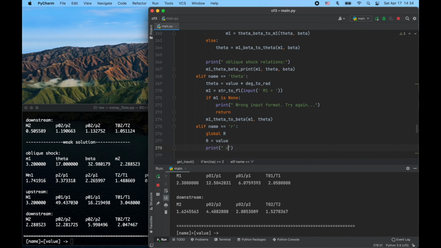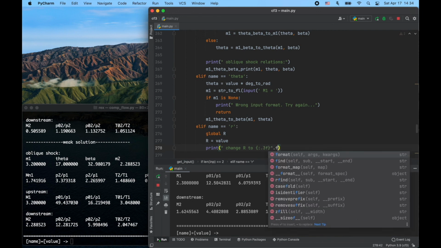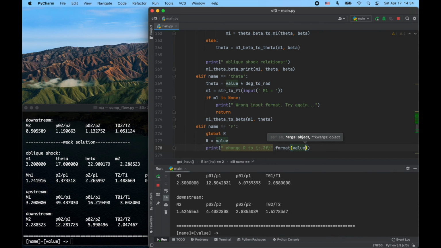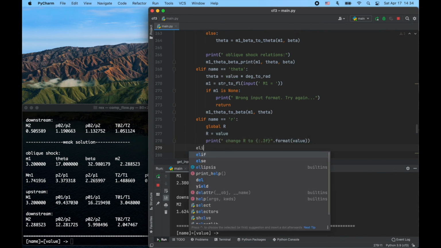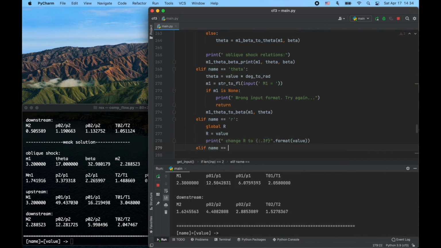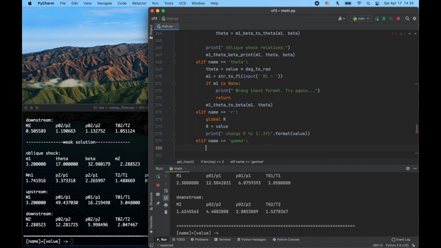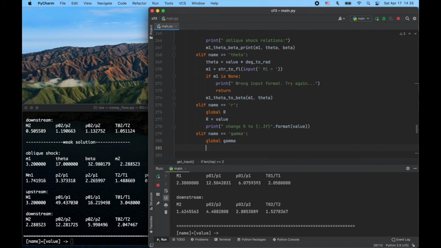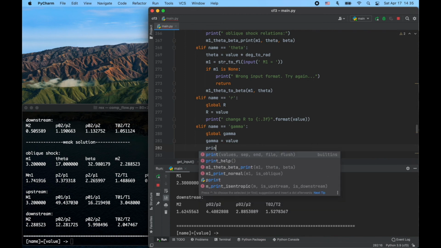Similarly, if gamma is changed, we are going to use gamma equals to value, and we are going to say, okay, change gamma to this value.